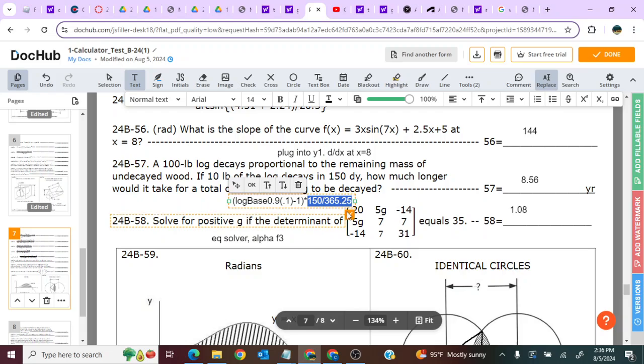Solve for positive g if the determinant of that is equal to 35. Well, you can actually just put that into EQ Solver, math, EQ Solver. You go to matrix and then math determinant, of course. And then you can also just do alpha F3 and make your own matrix. And then just plug in all the values, set it equal to 35, and you get a g value of 1.08.